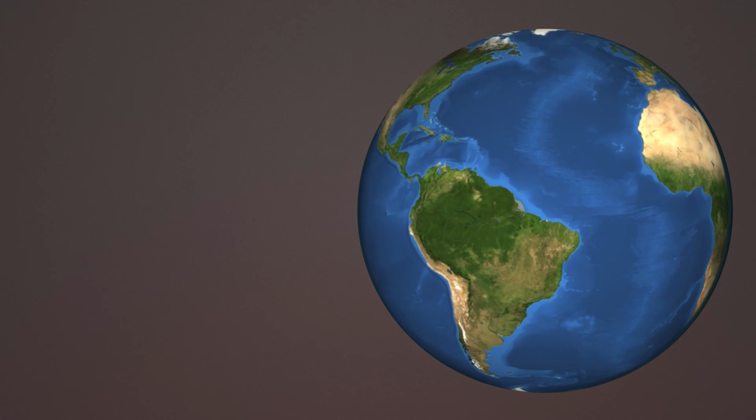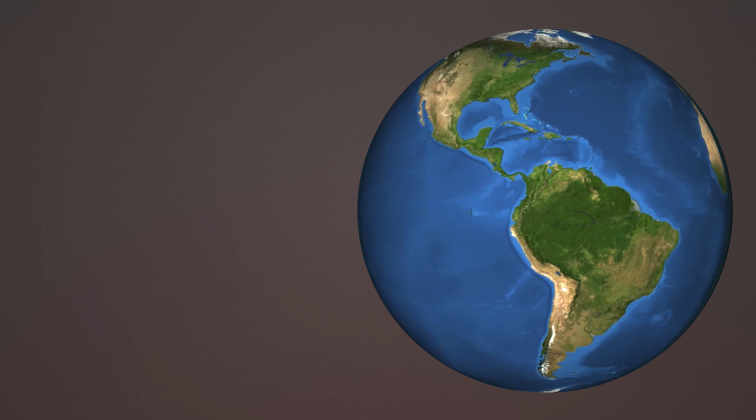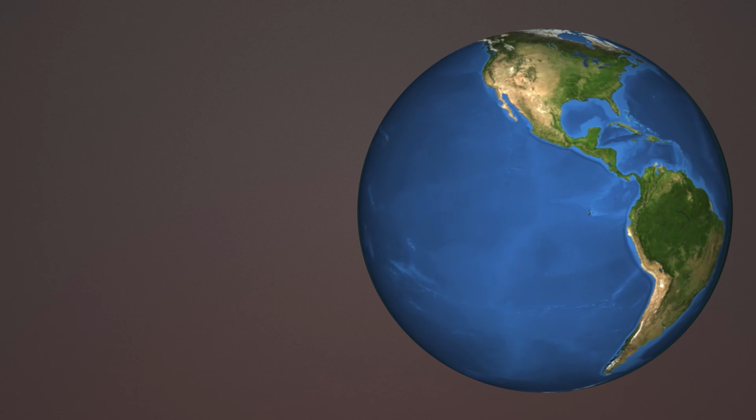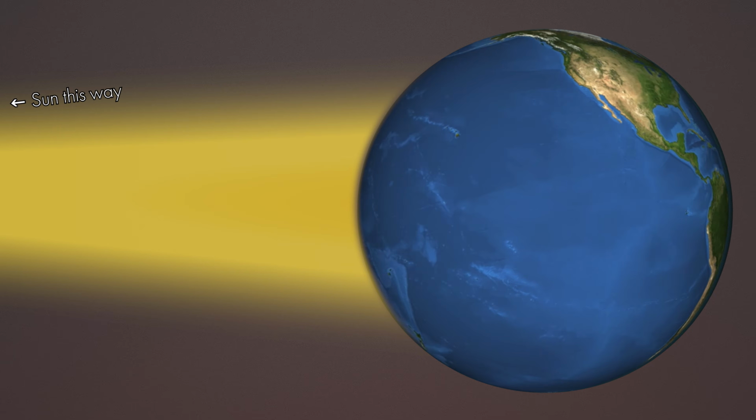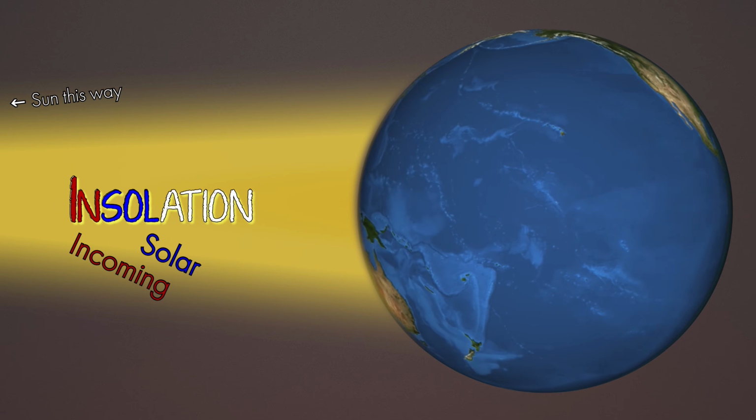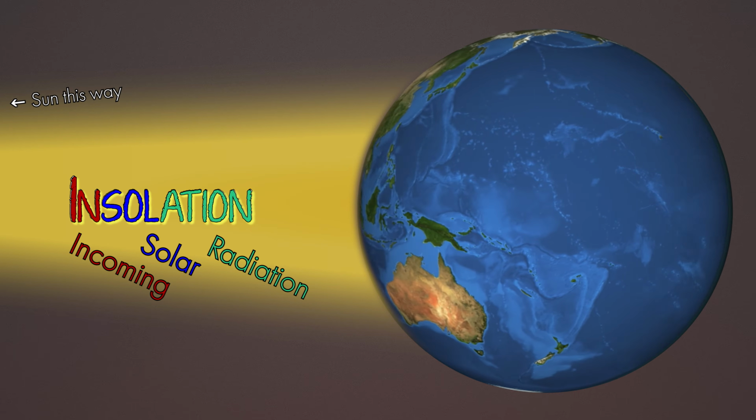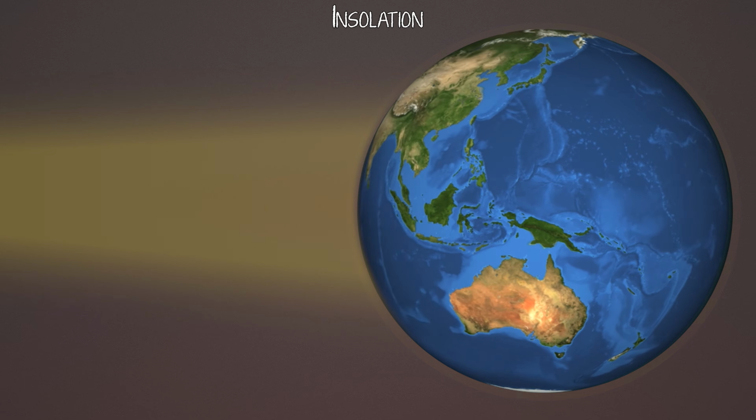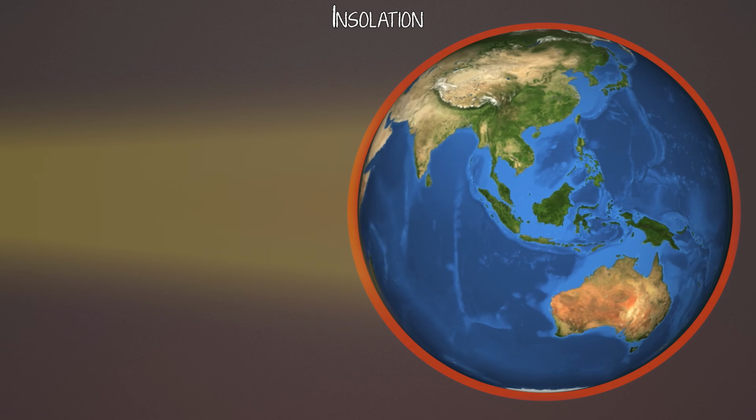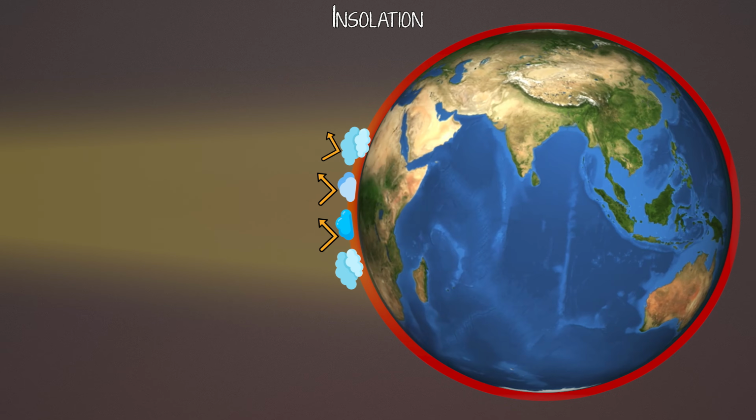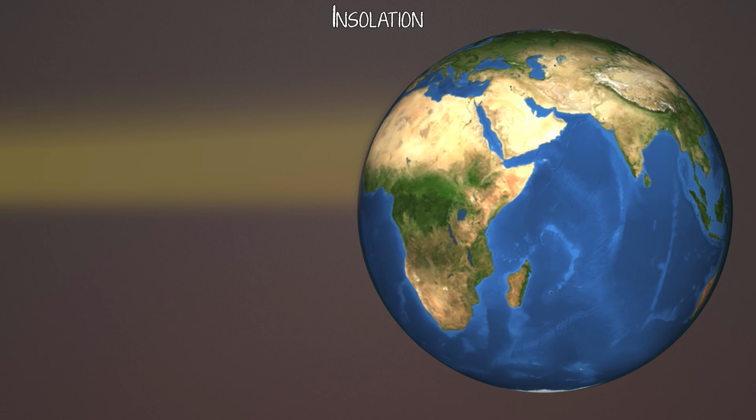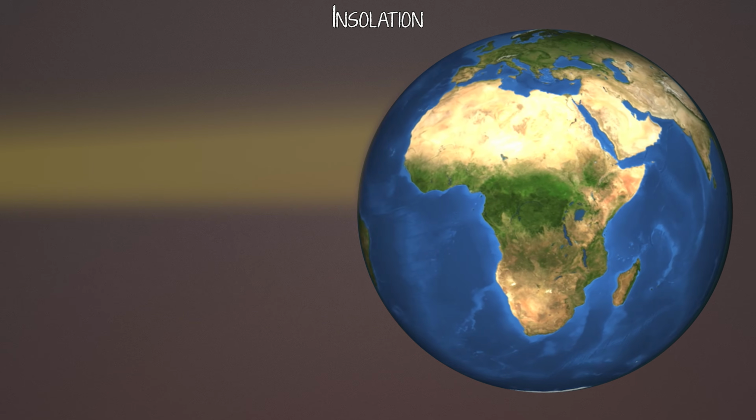Back on Earth, for weather to happen, we need energy. All of our energy comes from the sun. Fancy new word, insolation, incoming solar radiation. When that energy gets to our planet, some of it gets absorbed by the atmosphere or is reflected back by the clouds. About half of it gets to the Earth's surface.